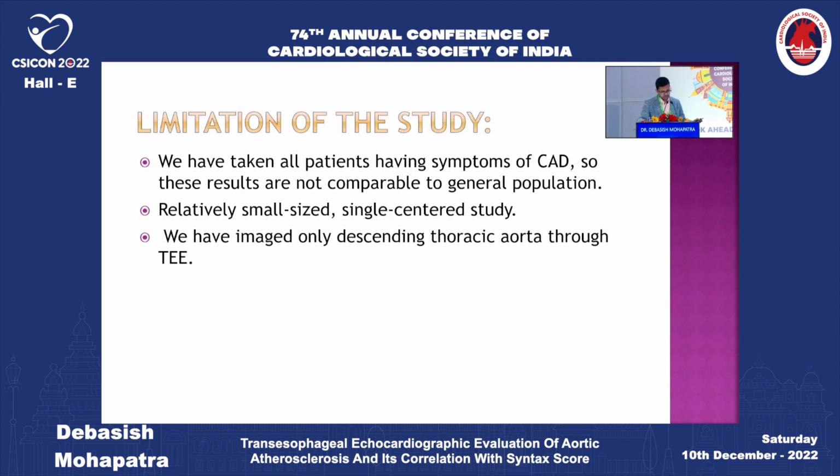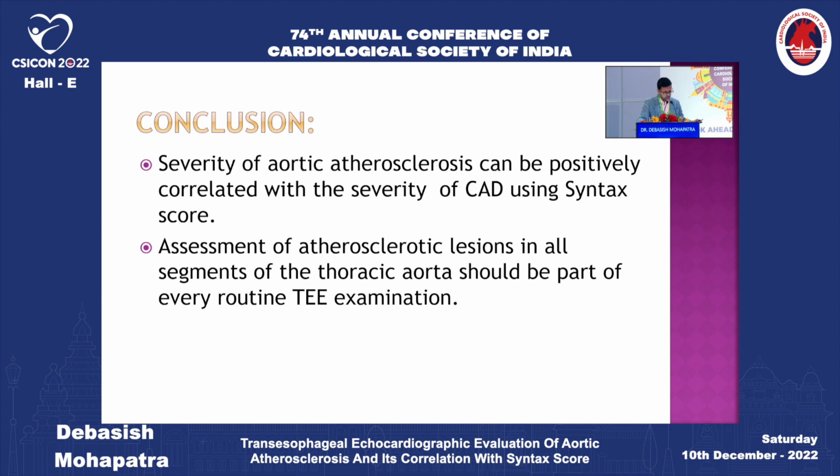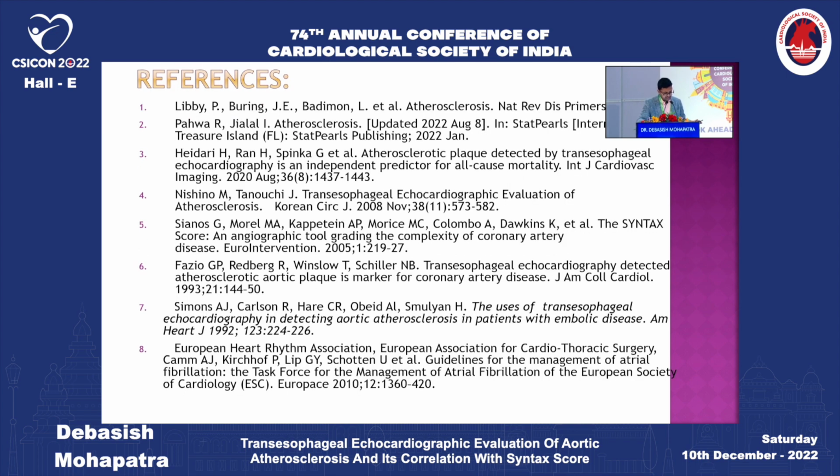Limitations of the study: we have taken all patients having symptoms of CAD, so these results were not comparable to the general population. It is a relatively small size and single-centered study, and we have imaged only the descending thoracic aorta through TEE. Conclusion: severity of aortic atherosclerosis can be positively correlated with severity of CAD using Syntax score, and assessment of atherosclerotic lesions in all segments of the thoracic aorta should be part of every routine TEE examination. These are my references.